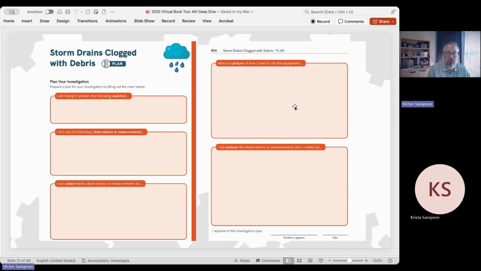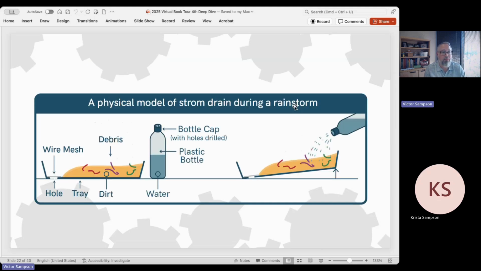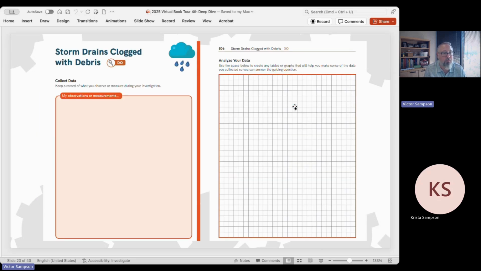Kids come with this plan, you can go over and check it over real quick, give them some feedback, and if you think it'll be productive, sign off and let them get started. Then they can go ahead and set up this equipment and be ready to go.